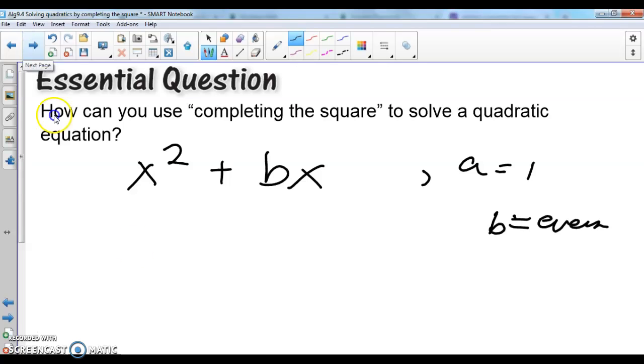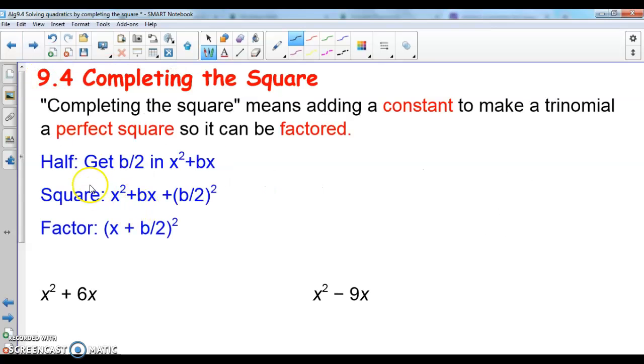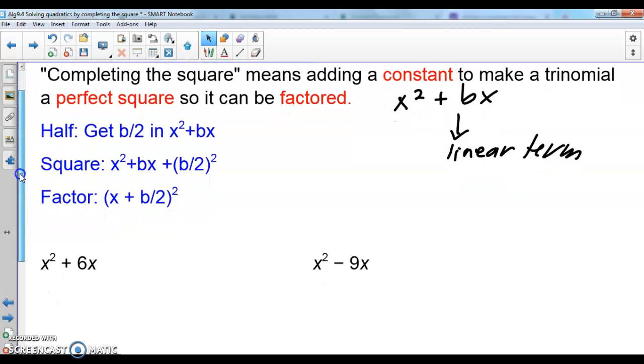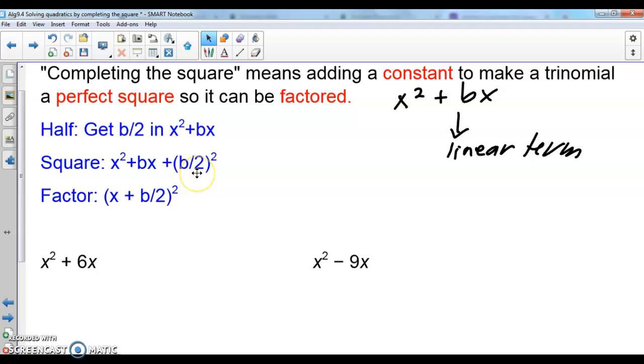Why is it helpful or beneficial when b is even? Because when you are completing the square, you have to follow these steps. You have to get half of the b value, half of the linear term. When you have x squared plus bx, your b value is actually your linear term because it's the coefficient of x, right? So the first step is to get half of b, and after you get half of the middle number, you're going to square that value.